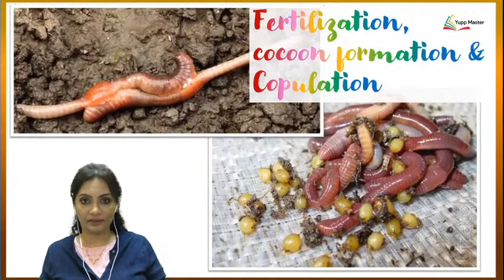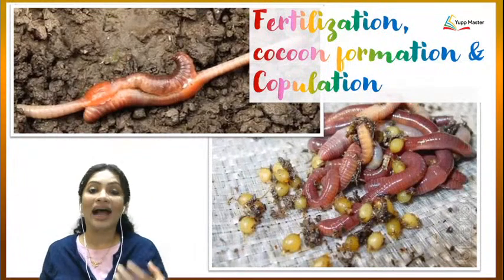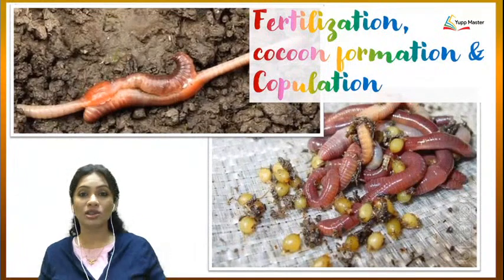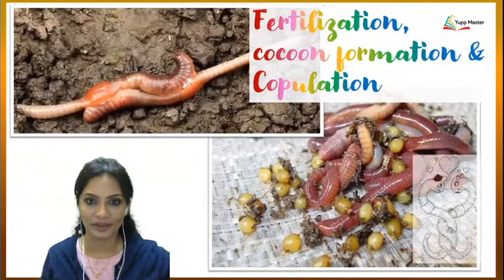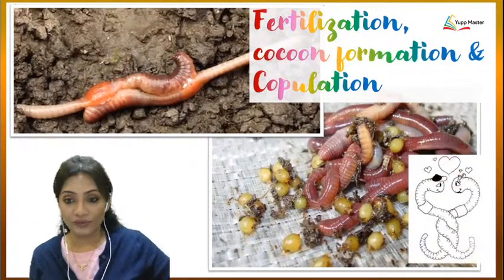Alright, now after we learnt about the segment positions of the male reproductive system and of the female reproductive system, let us conclude with how fertilization takes place, how the cocoon is formed, and also initially how copulation takes place. Okay, what is copulation? Copulation is nothing but mating. Alright, now we see ahead.